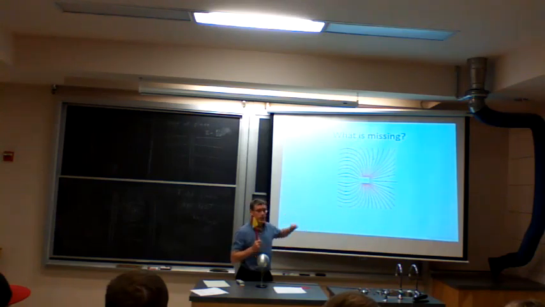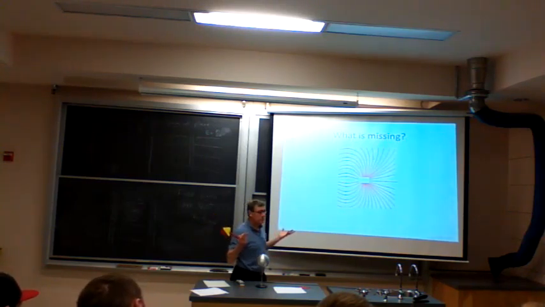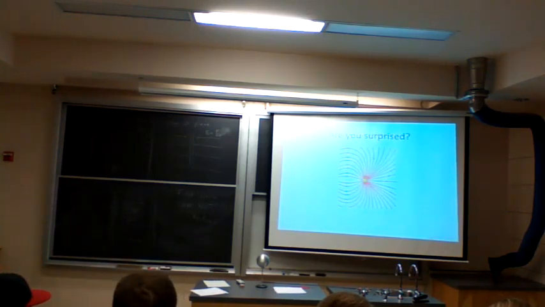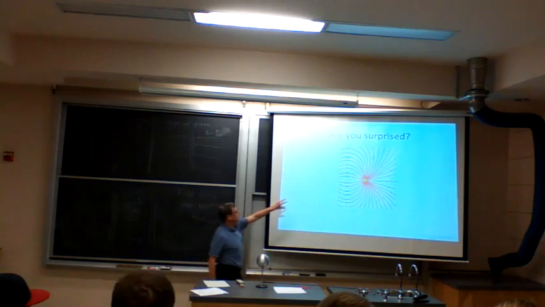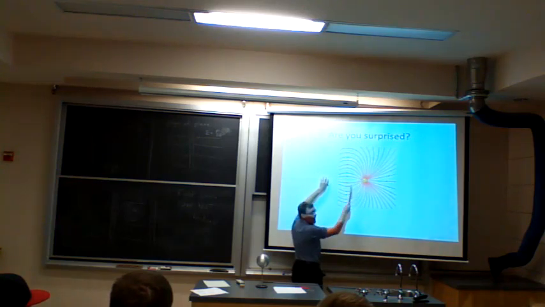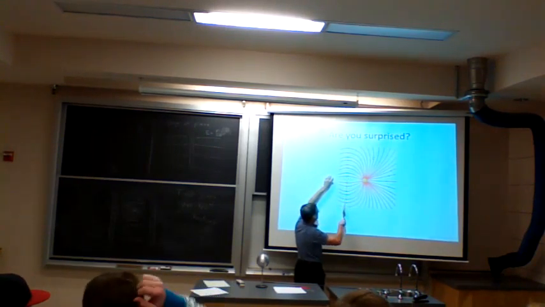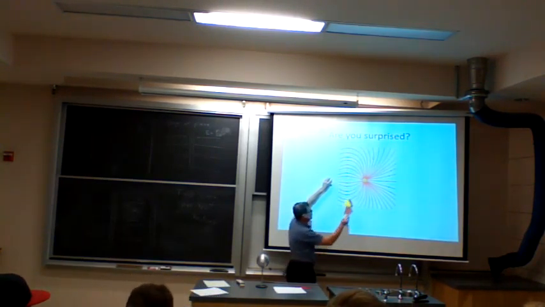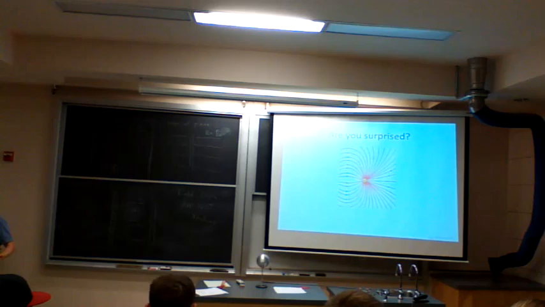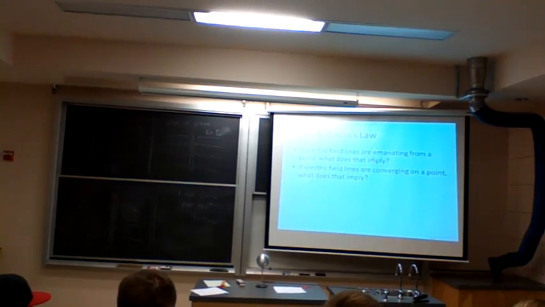So what's missing in that picture? Charge. Which kind of charge? Negative charge. Any guesses what's over here? Positive charge. If a field line started at a positive charge, it ended at a negative charge. The field's weaker out here, the lines are farther apart. They're stronger near the negative charge. Anyone surprised? It's a good thing. We're starting to get a sense.